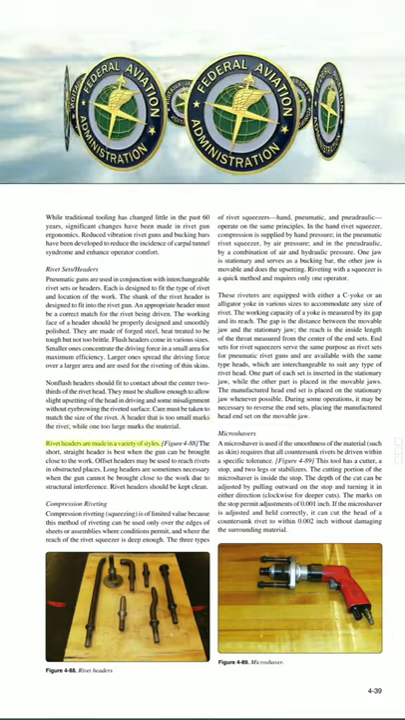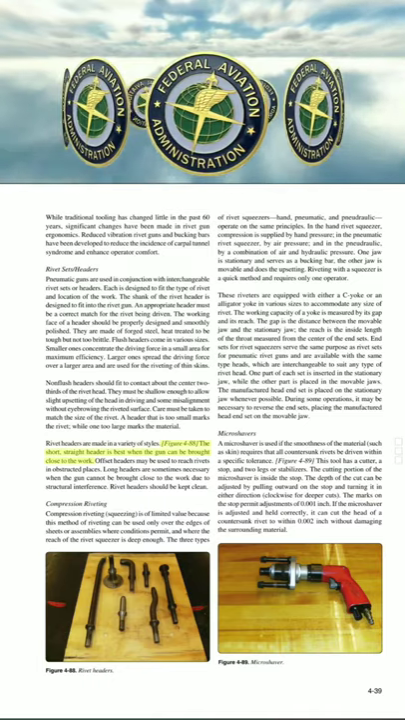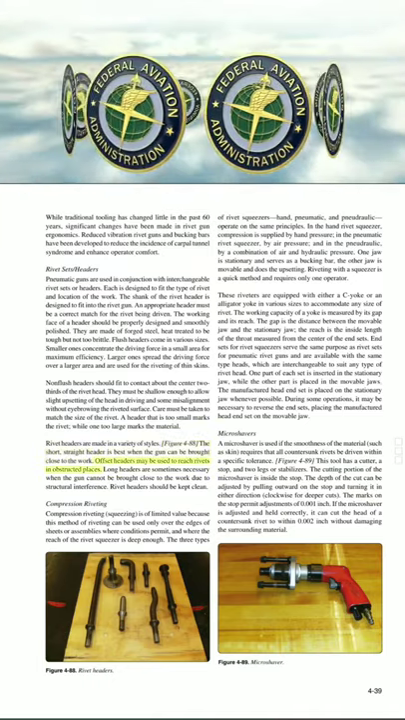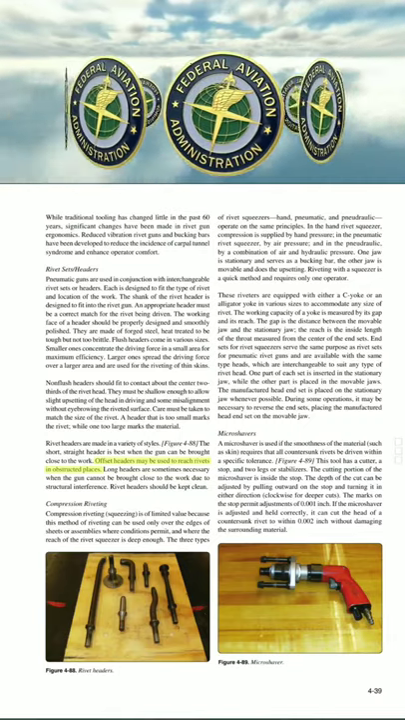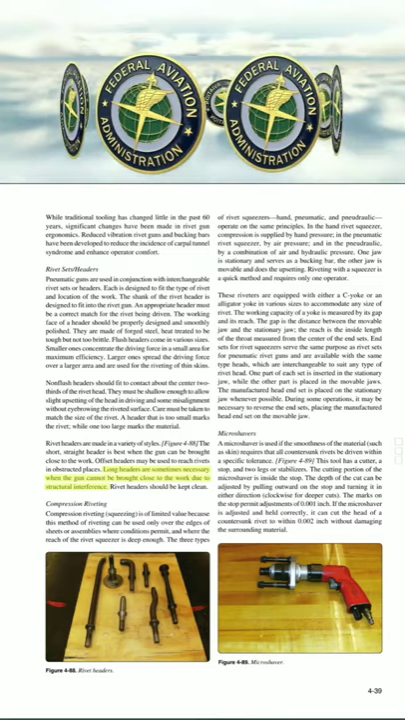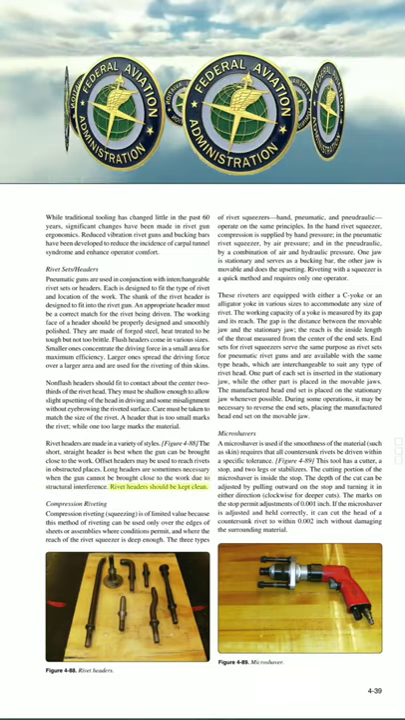Rivet headers are made in a variety of styles. Figure 4-88. The short, straight header is best when the gun can be brought close to the work. Offset headers may be used to reach rivets in obstructed places. Long headers are sometimes necessary when the gun cannot be brought close to the work due to structural interference. Rivet headers should be kept clean.